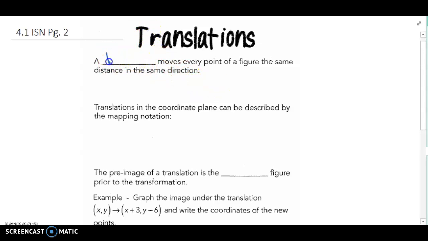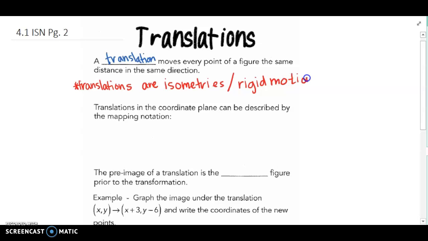A translation moves every point of a figure the same distance and in the same direction. I'm going to put in here that translations are isometries, or rigid motions. What that means is that anytime you translate a figure, you're going to get a congruent figure out of it. All we're doing is moving the points.